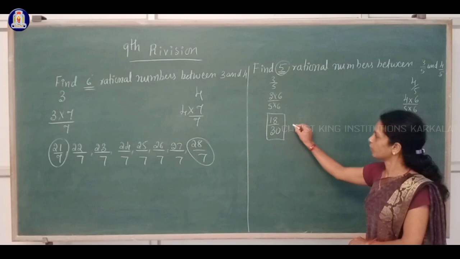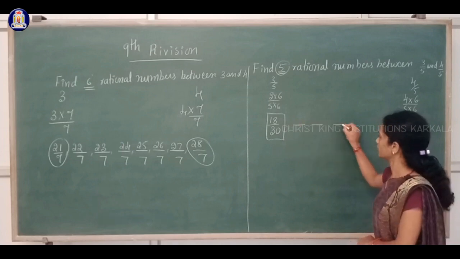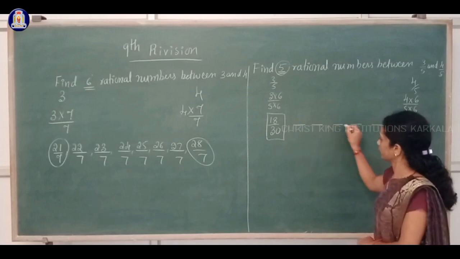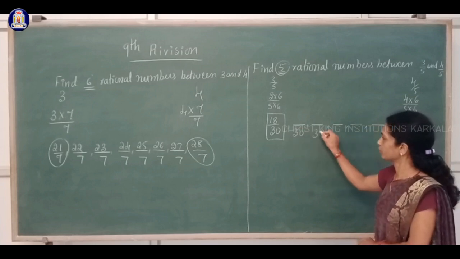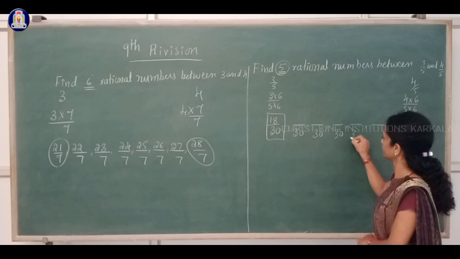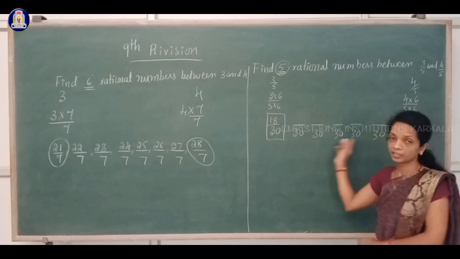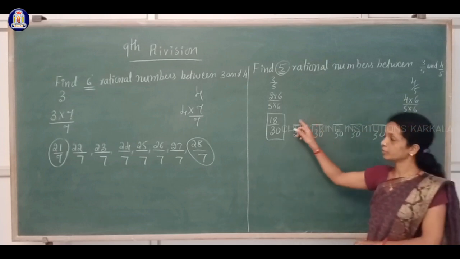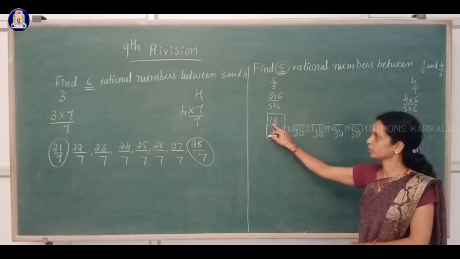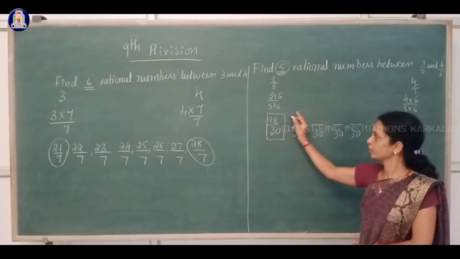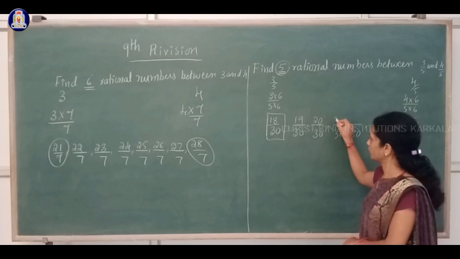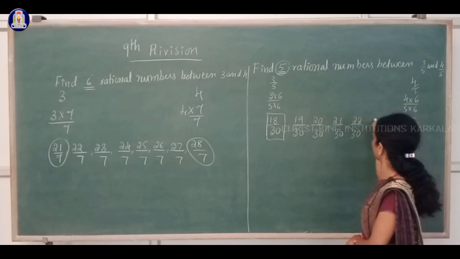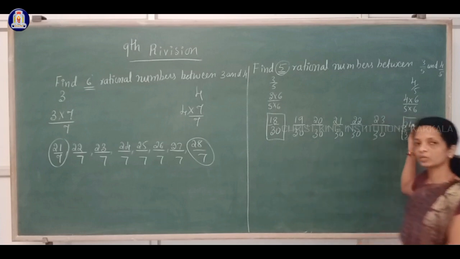Now we write 5 rational numbers: 1, 2, 3, 4, 5. For all these 5 rational numbers the denominator is the same, 30, 30, 30, 30, 30. You write the same denominator, and the numerator you increase by 1. Look at the previous numerator, increase by 1: 19, next numerator is 20, next is 21, next is 22, next is 23, and 24 is here.